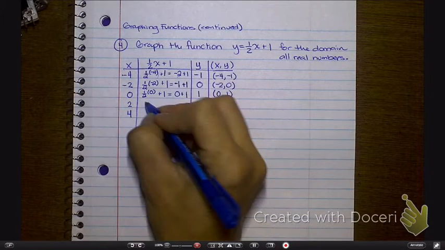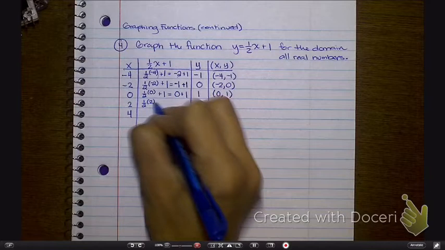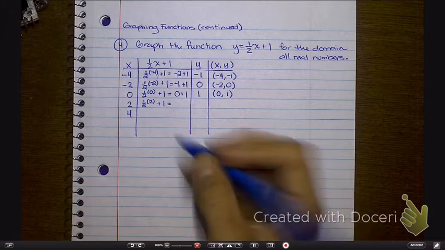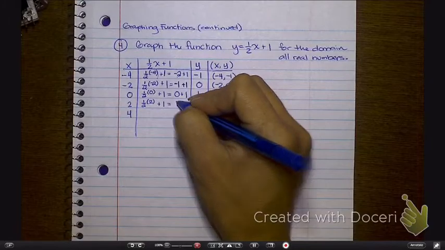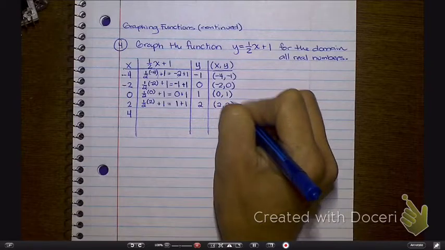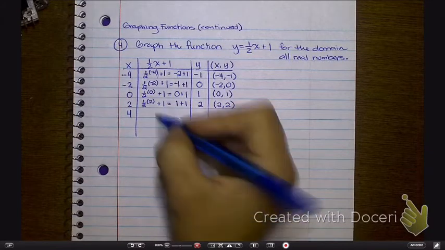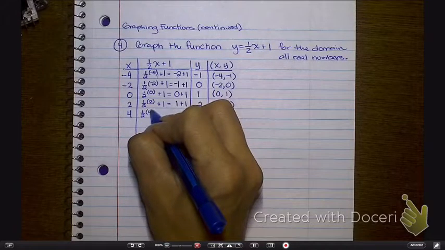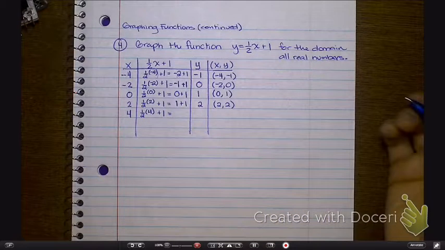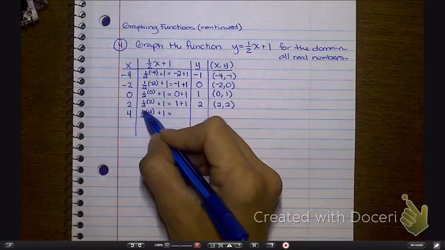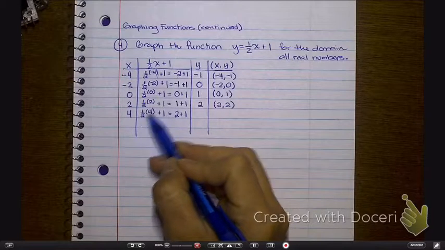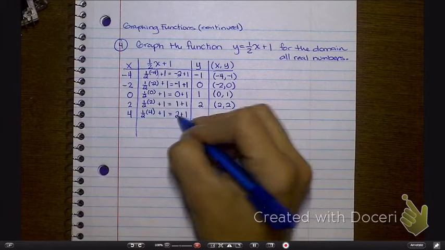Okay, next we're going to do 1/2 times +2. So what is 1/2 times +2? 1. 1 plus 1? 2. Okay, and for my last number, 1/2 times 4 plus 1. What's 4 times 1/2? 2. Well, you can do 4 times 1 and then divide by 2, so that gives you 2. Or you can reduce on the diagonal, and that gives you 2 also, right? So now 2 plus 1 is 3.